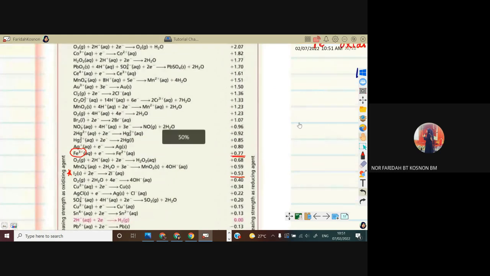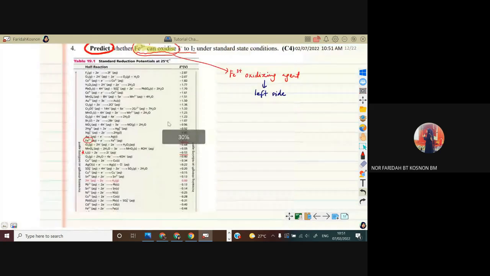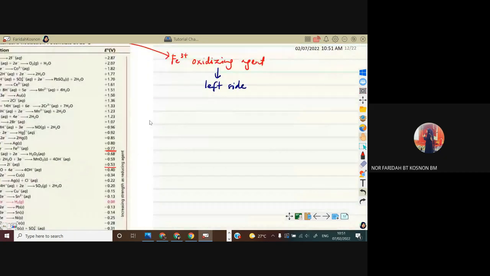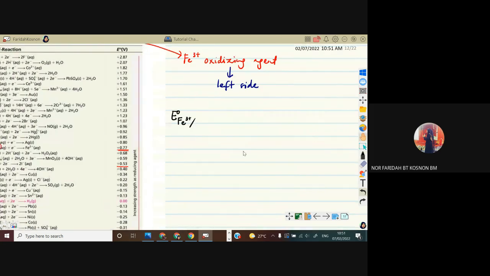Okey, saya kecilkan sikit dia punya slide ni. Okey. Alright, okay. So sekarang saya tulis semula. The reduction potential value of iron 3 plus. Okay, iron 3 plus slash apa? You tengok dekat sini tadi.